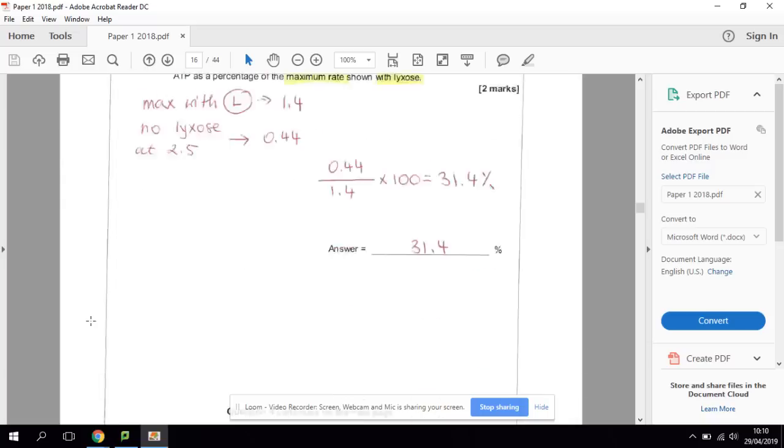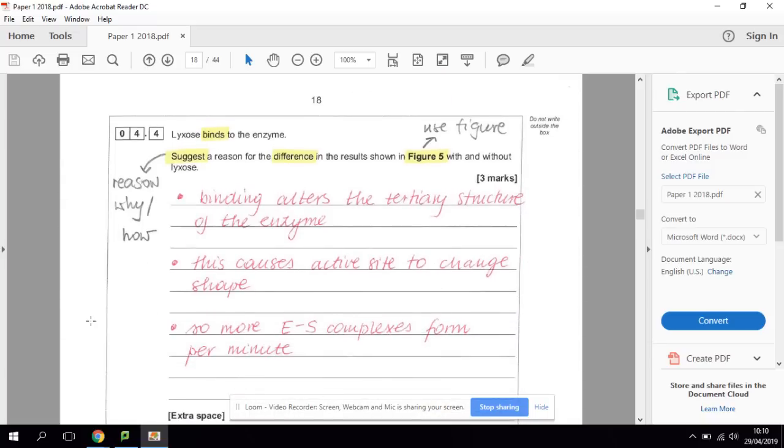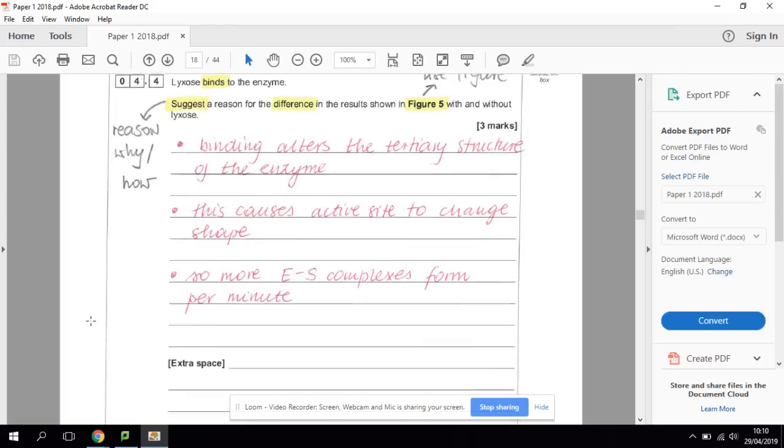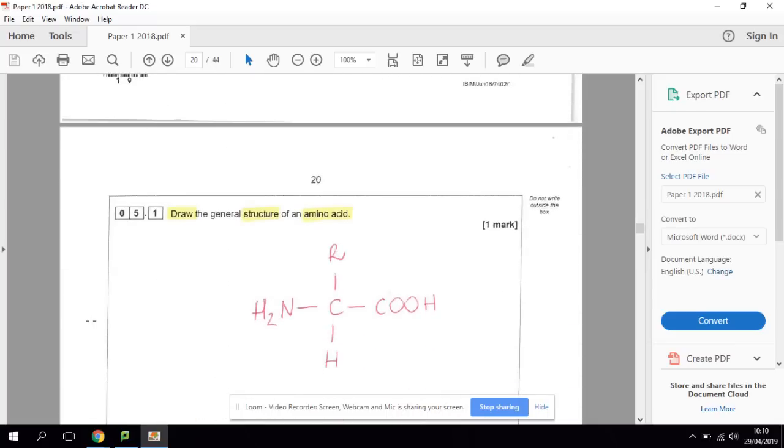Right, so using your biological knowledge, you should then recall all the keywords about the enzyme. So binding alters the tertiary structure of the enzyme. So this causes the active site to change shape. So more enzyme substrate complexes can form per minute. In other words, you are using your knowledge about the induced fit model to explain the enzyme's action. So let's have a look at the next question.